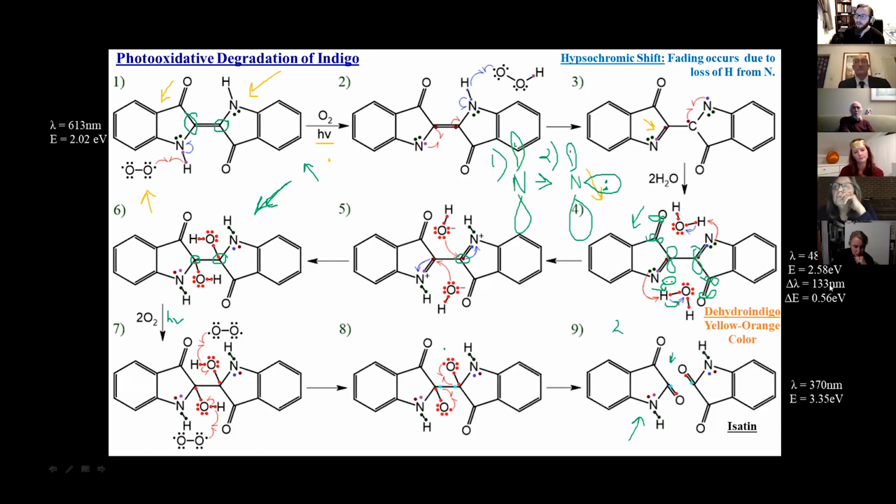So we can also look at the change in energy. The actual energy difference is from 2.02 electron volts absorbed to 2.58 electron volts absorbed. So the actual difference in energy being absorbed by this compound is only 0.56 electron volts. That's all it's absorbing. It's only absorbing 0.56 more. So it's really not that big of a change, but it has, again, large consequences.